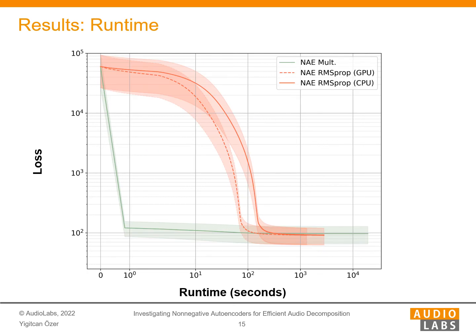Finally, we report on the training runtime of the multiplicative NAE and the NAE trained with RMSprop. Although the multiplicative NAE shows a very steep decay after the first iteration, NAE trained with RMSprop on GPU outperforms the multiplicative model after around 100 seconds. Furthermore, the gradient computation of the multiplicative NAE becomes challenging in the case of deeper models. On the other hand, the implementation of NAE RMSprop can exploit the automatic gradient computation of deep learning frameworks. Using GPUs, one also can accelerate the convergence, which becomes more evident in the case of deeper models.